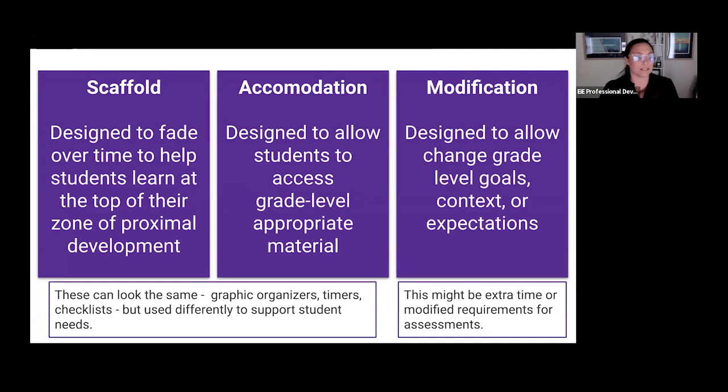The first is that it's a scaffold. A scaffold is designed to fade. So think about a building. If you have a tall building that you're building, you will have scaffolding to keep it supported until it's strong enough. This is the same for your students. You want them to reach a higher zone of proximal development than they're at. We need to scaffold them. So this might be helping students think about those multi-step directions by giving them very clear graphic organizers and things like that to get them there.